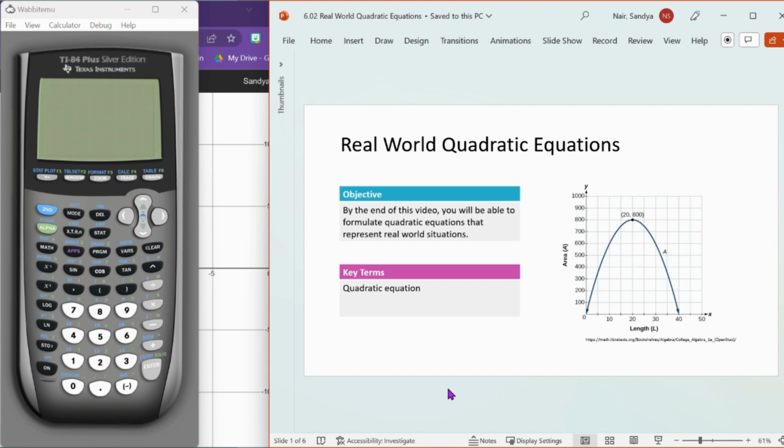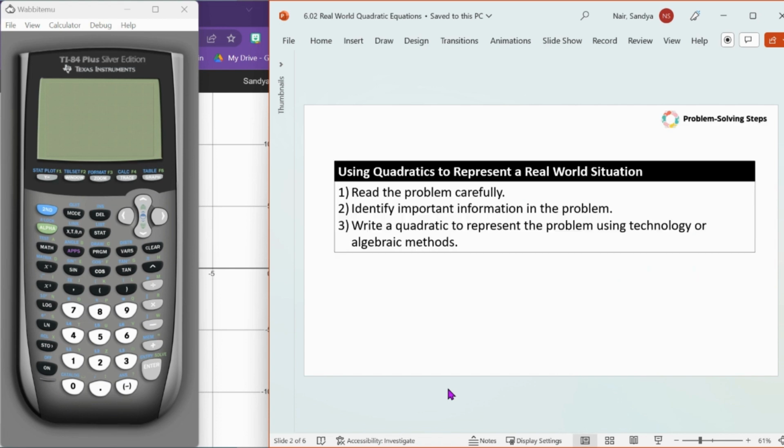In this video, we're going to talk about how to formulate quadratic equations that represent real-world situations. So when you use quadratics to represent a real-world situation, remember to always read the problem carefully and identify important information in the problem. Then you can write a quadratic using technology or algebraic methods.